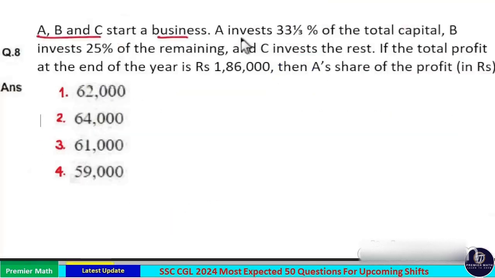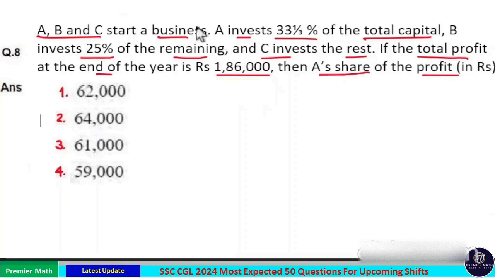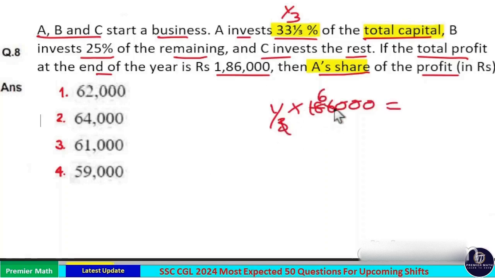A, B and C start a business. A invests 33 and 1/3% of the total capital, B invests 25% of the remaining, and C invests the rest. If the total profit at the end of the year is 1,86,000, then A's share of the profit is? Here, we have to find out A's share. A invests 33 and 1/3% of the total capital, and 33 and 1/3% means 1/3 is the fraction. So A's share is equal to 1/3 of the total profit 1,86,000, which is equal to 3 goes 6 times in 18, 3 goes 2 times in 6. So 62,000. Option 1 is your answer.